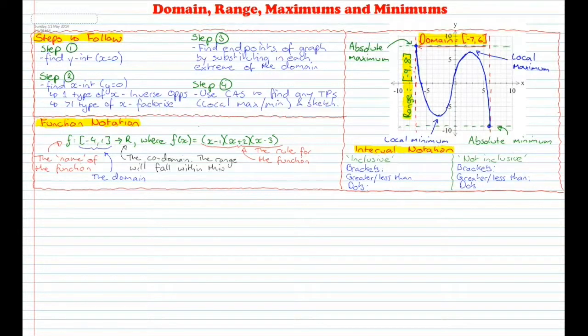The range is how far up and down. So if we have a look here, the range in this graph goes all the way from -9 at the lowest point to 8 at the highest point. So the range is -9 to 8. Once again inclusive because these dots are coloured in.